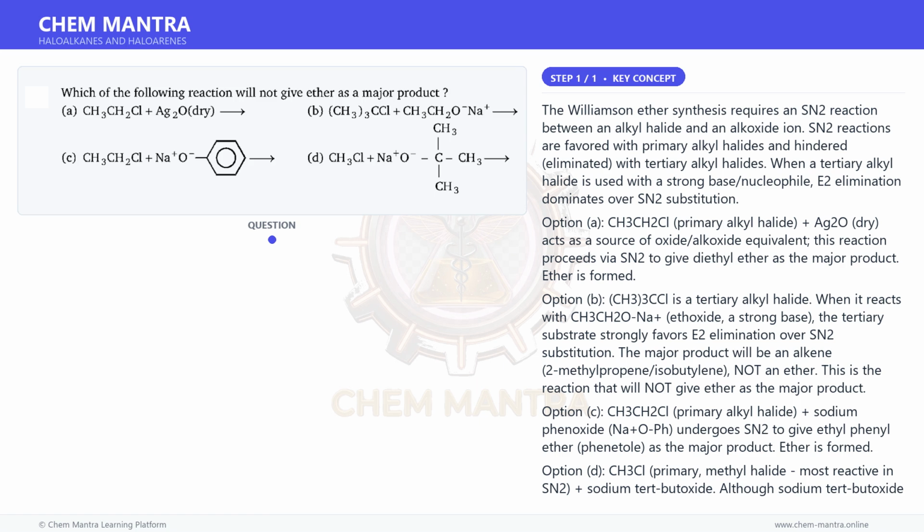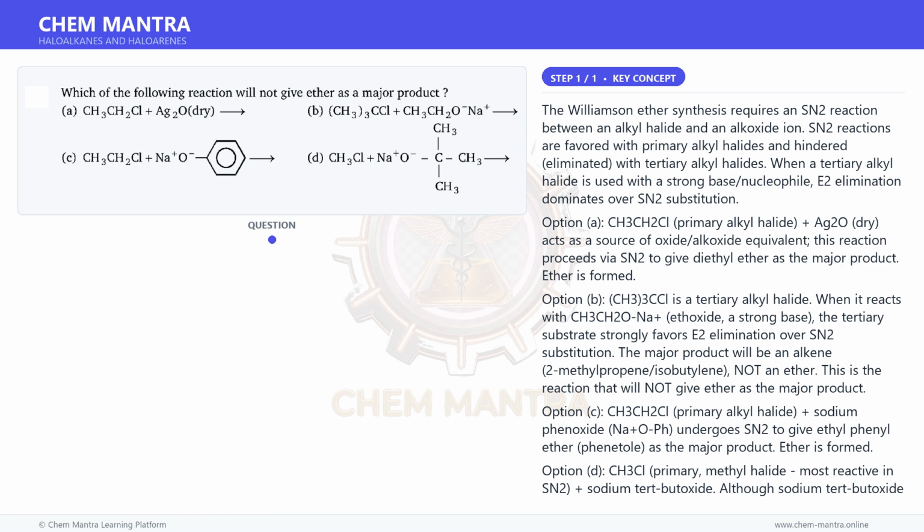Option B: (CH3)3CCl is a tertiary alkyl halide. When it reacts with CH3CH2O⁻ Na⁺, ethoxide, a strong base, the tertiary substrate strongly favors E2 elimination over SN2 substitution. The major product will be an alkene, 2-methylpropene, isobutylene, not an ether. This is the reaction that will not give ether as the major product.